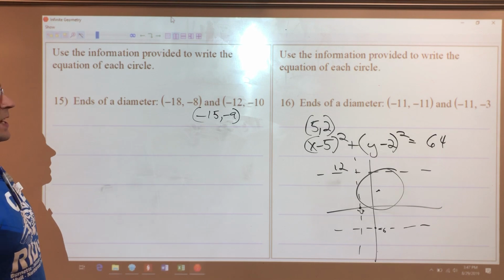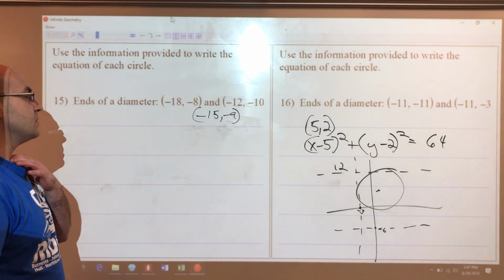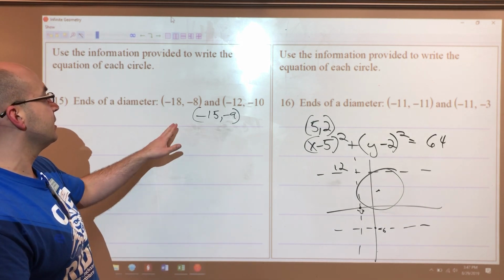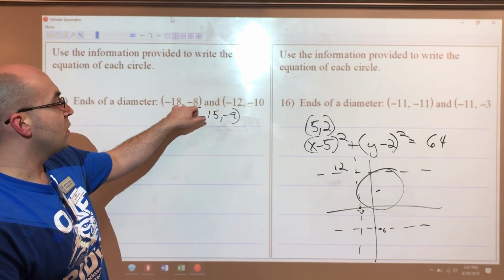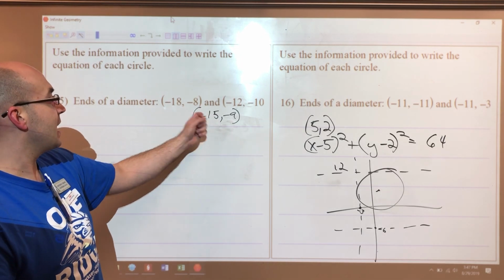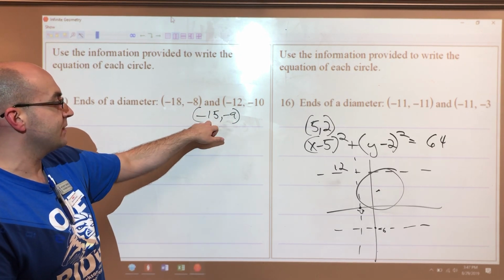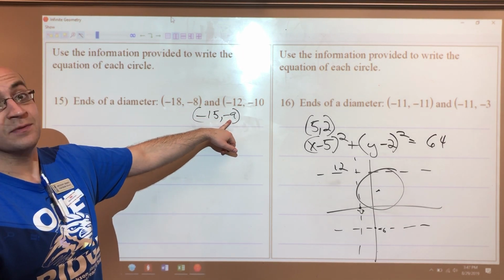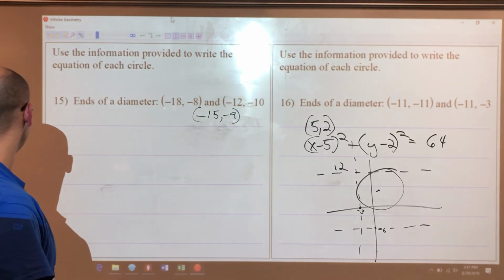Now I want you to think about this for a second. We can certainly use midpoint formula and get that value. But really and truly, negative 18 and negative 12 is a value of 6 units. Negative 15 is 3 in the middle. So it's got to be in between the negative 18 and negative 12, right in the middle of that. Negative 8 and negative 10 gives me a value of 1 in between that, which is my negative 9.